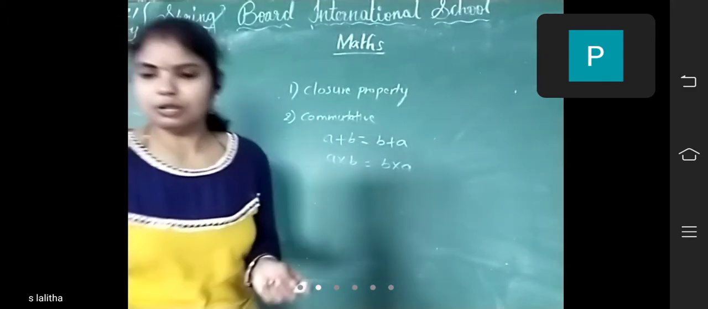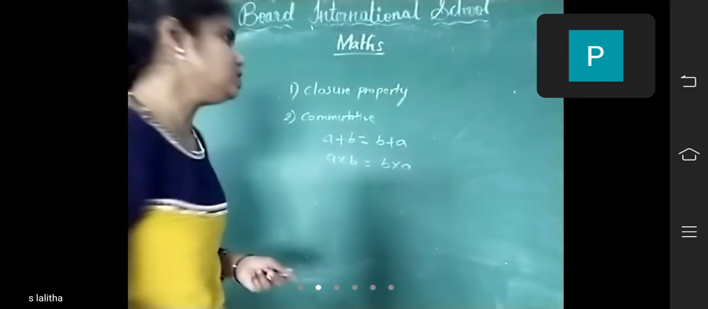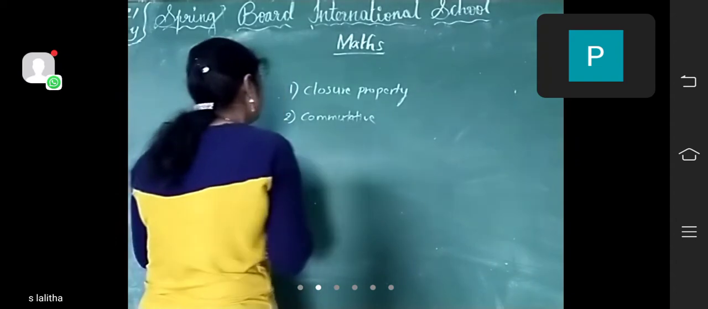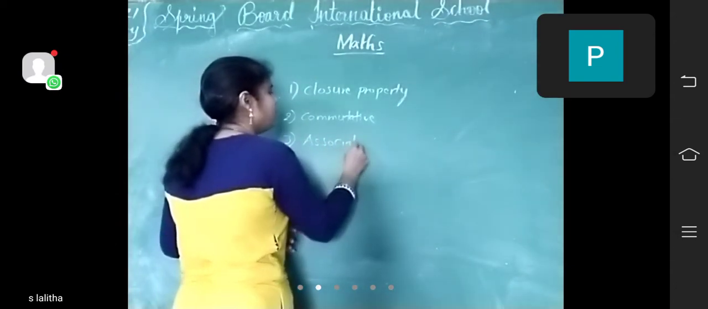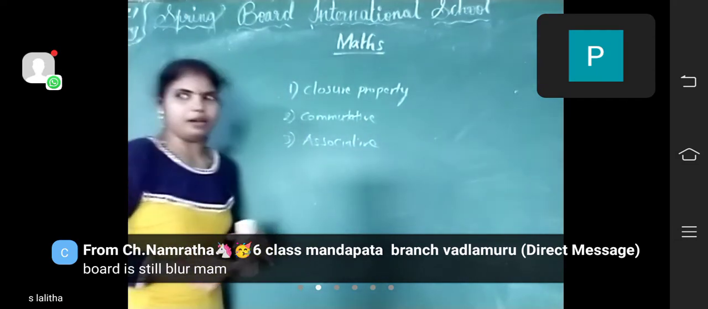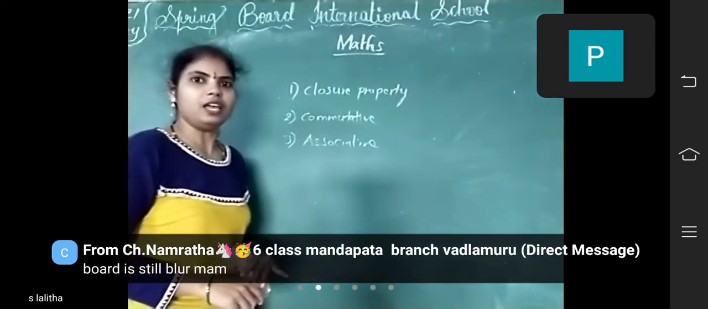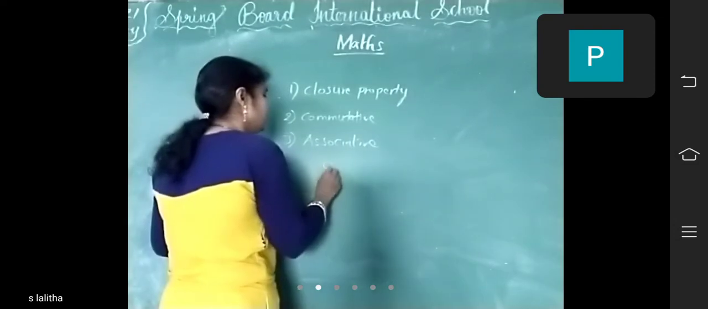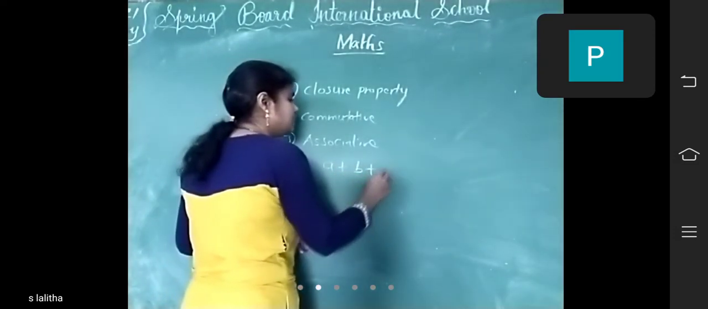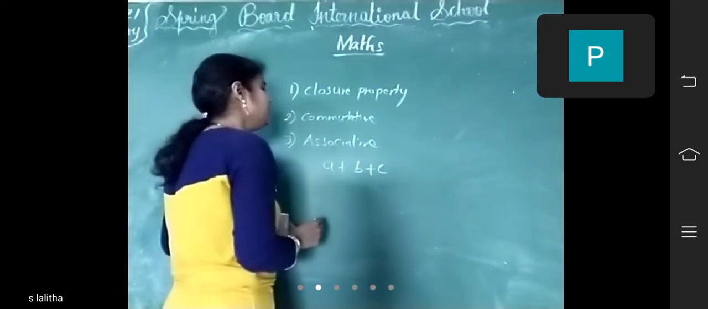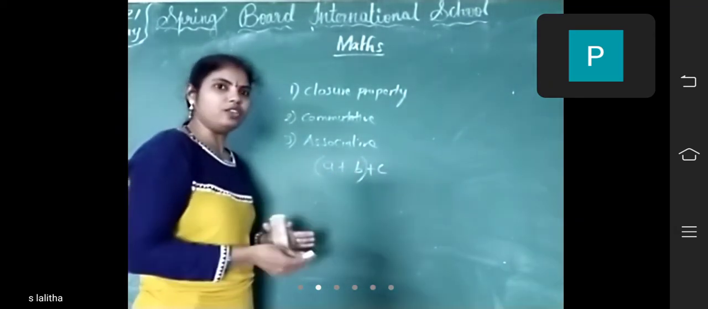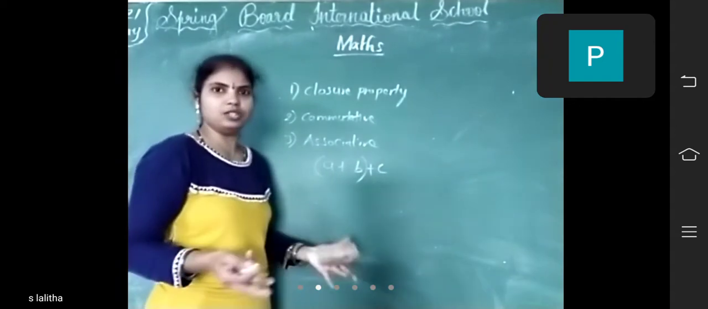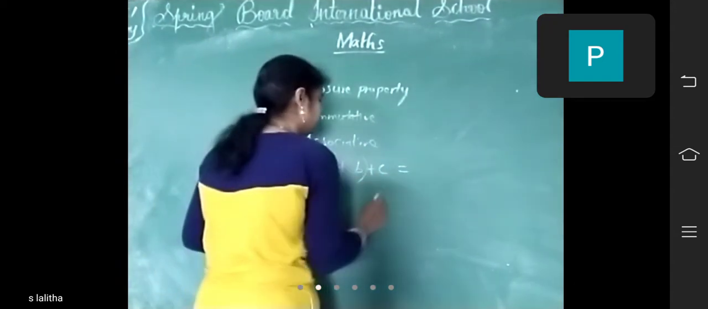Okay, ma'am. And next property, what we learned? Associative property. What is associative property? In associative property, we are having three whole numbers. What are those? A plus B plus C. In this one, first you can add the first two whole numbers, or you can add the second two whole numbers, no problem.